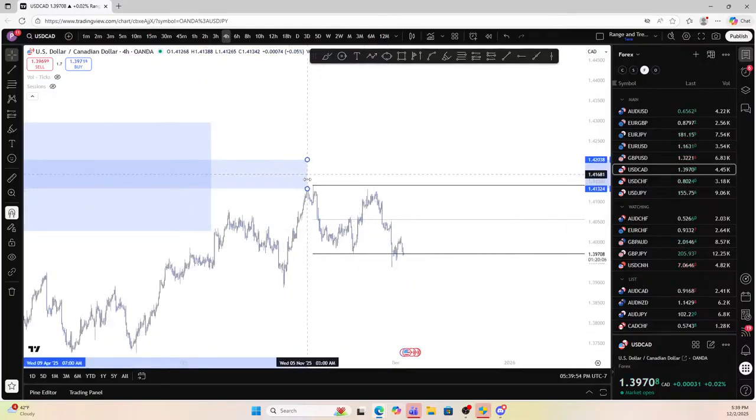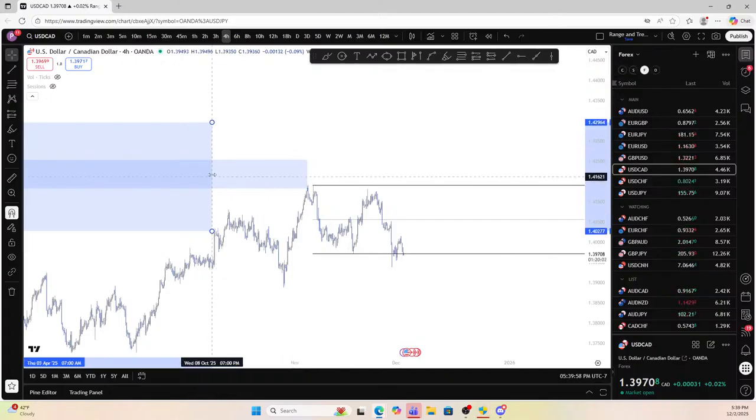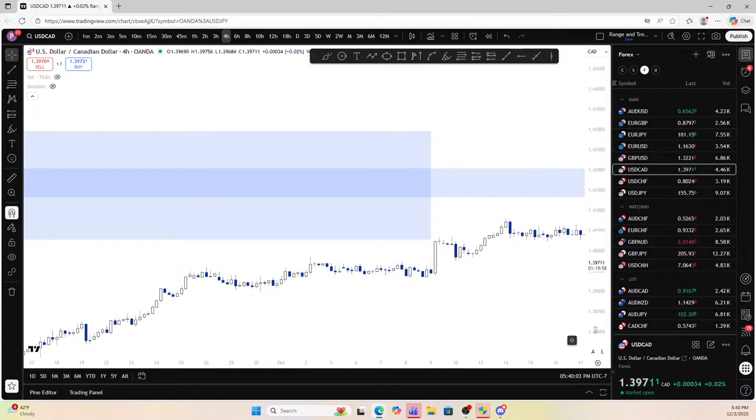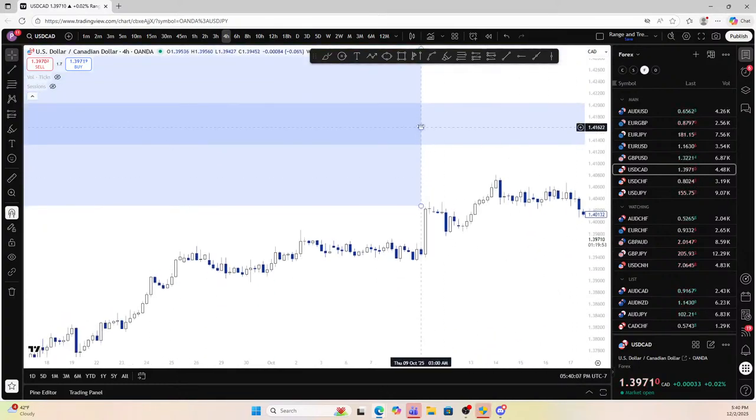Okay, that's my refined area that I had marked up. And this was my true inefficiency area. So let's see what happened when it tapped into it. Not the strongest reaction, but still a reaction.